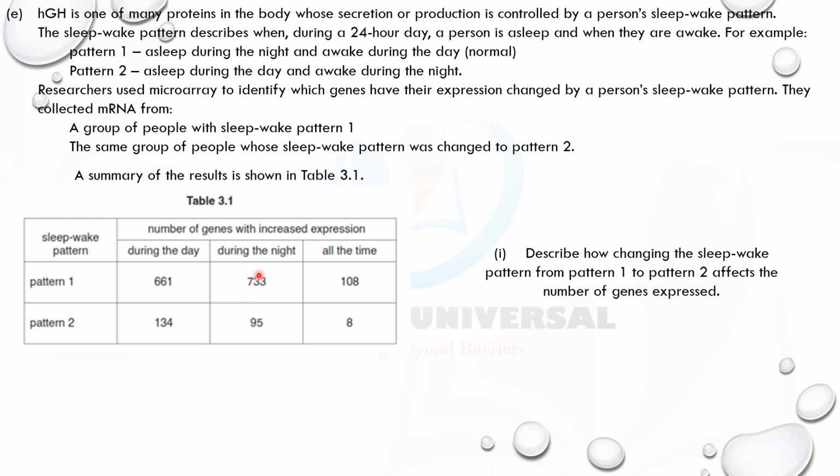During the day, fewer genes are being expressed. But during the night, can you see that there's also a decrease in gene expression? So fewer genes are expressed if you change this pattern. Now somebody can say more genes are also being expressed, because there are genes that can only be expressed when people are sleeping during the day. But from this data, overall there is a decrease, with fewer genes expressed when you switch it.